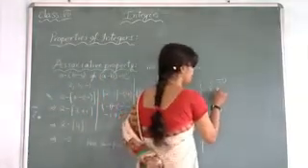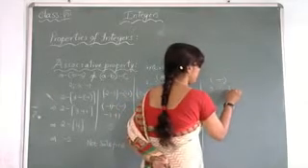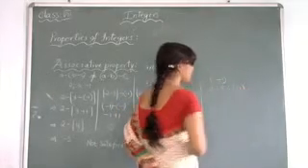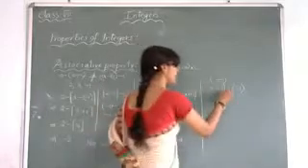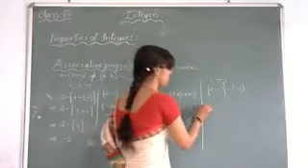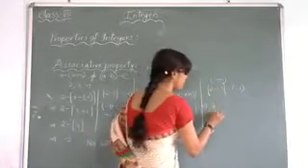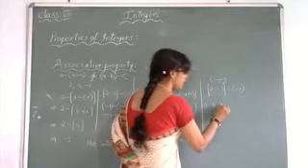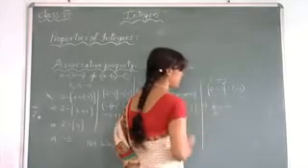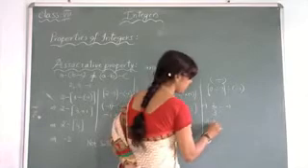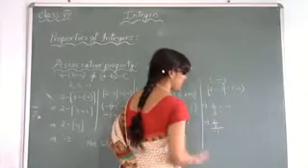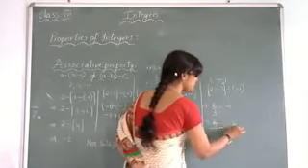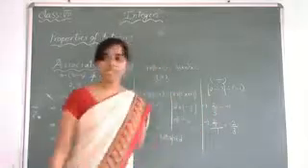So 2 divided by 3 divided by minus 1. First we are dividing 2 by 3, that is 2 by 3. Again divided by minus 1. So again 2 by 3 by minus 1, then it will become minus 2 by 3. In the first one we got minus 2 by 3.